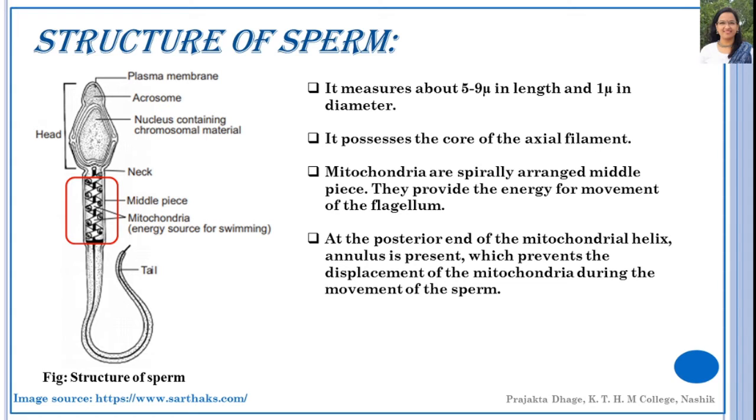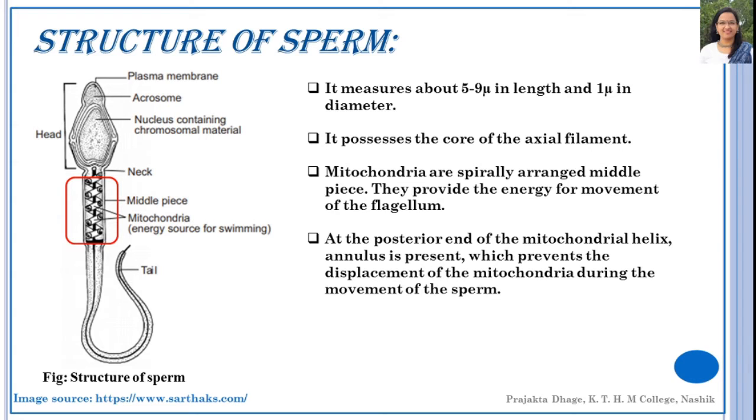So the number of mitochondria is also going to be less as compared to the egg. Now, what is the function of mitochondria? They provide energy for the movement of the flagellum or the tail. All the energy will be provided by the mitochondria present here.